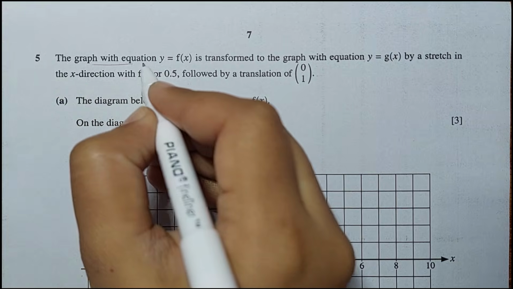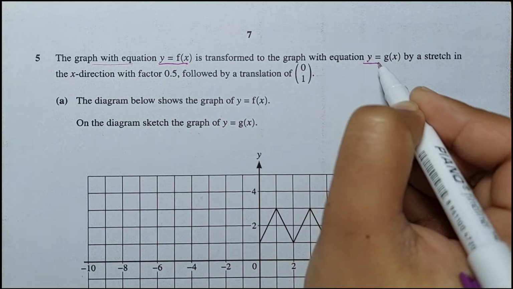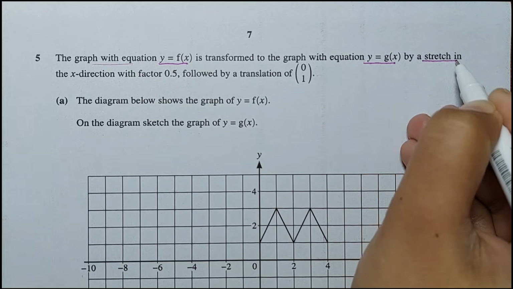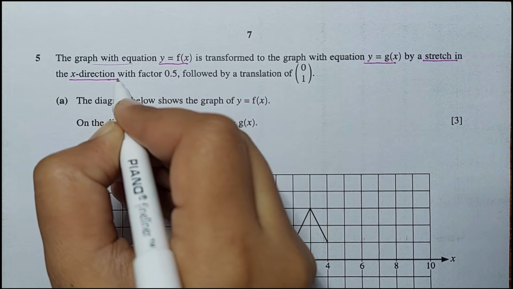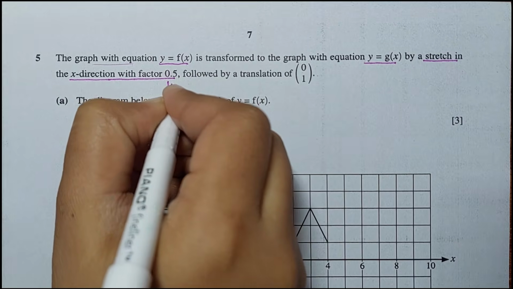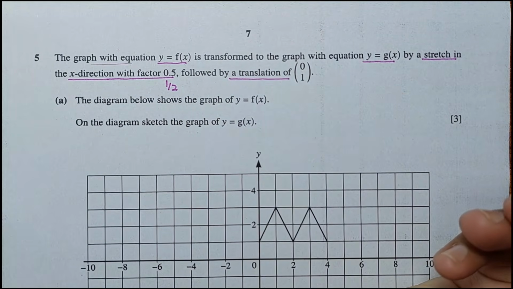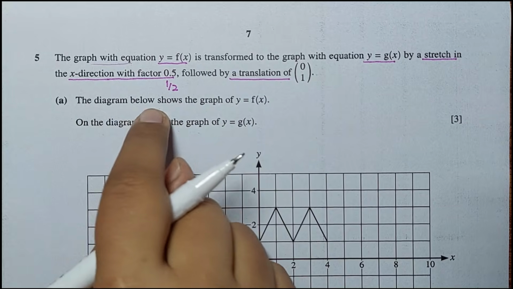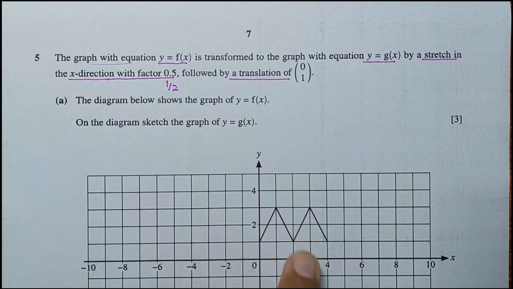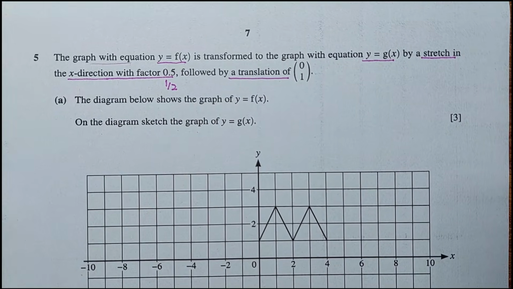The graph with equation y equals f of x is transformed to the graph with equation y equals g of x by a stretch in the x direction with the factor 0.5, which is 1 by 2, followed by the translation (0, 1). Part a: the diagram below shows the graph of y equals f of x. On the diagram, sketch the graph of g of x.